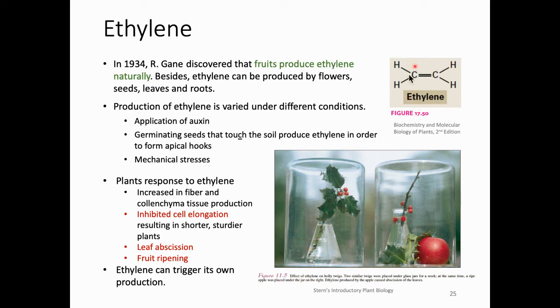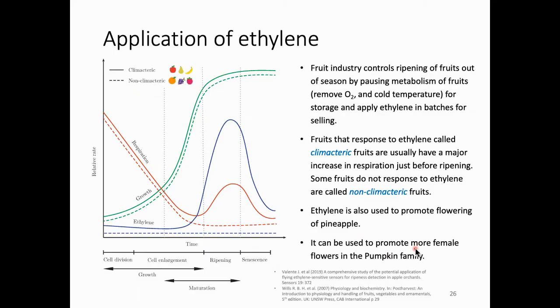The structure is very simple. This picture shows that if you put the plants in the presence of ethylene, the leaf will abscise and fall, and the fruit will get ripened. Talking about fruit ripening, I'd like to show you this graph. It's about application of ethylene in some types of fruit.